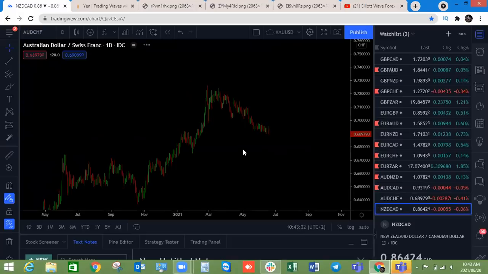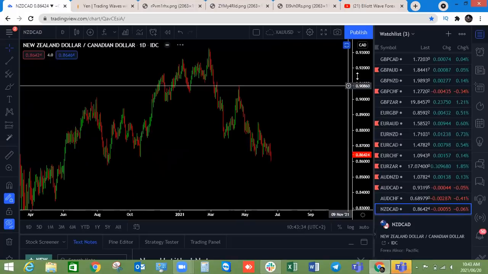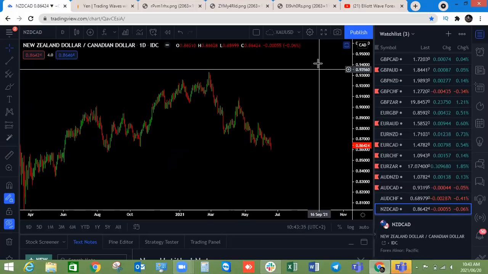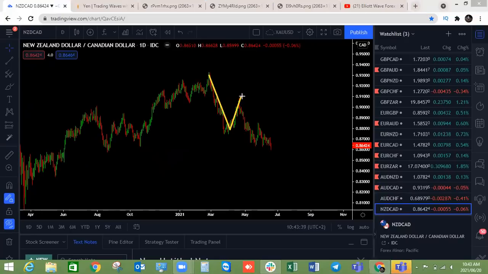New Zealand CAD also making a 3-wave structure. This is bearish. Any 3-wave pullback will just be an opportunity to sell it some more, because we are bearish here. So if we do get this pullback, we'll be looking just to sell it.